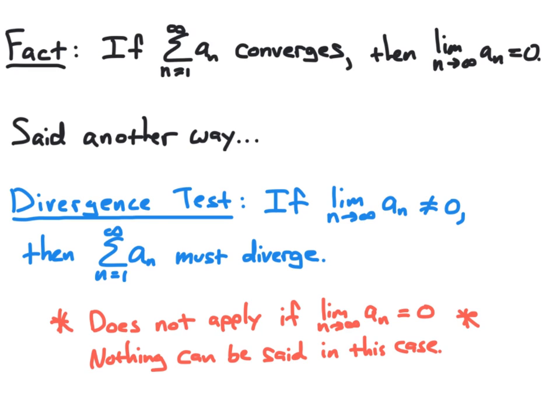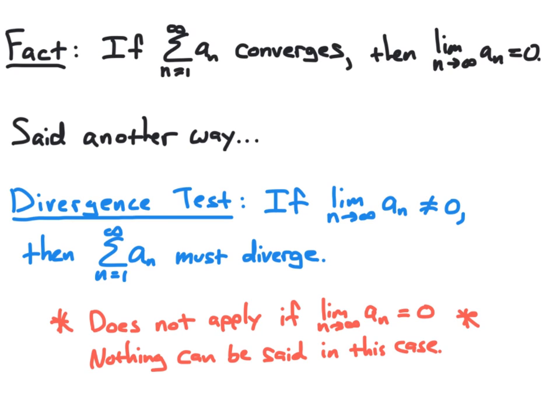And therefore, if we have a series where the limit of the terms is equal to 0, the divergence test cannot be applied, and nothing can be said in this particular case. It's possible that the series will diverge, but it's also possible that the series will converge. We would then need to use some other method to determine whether the given series converged or diverged.